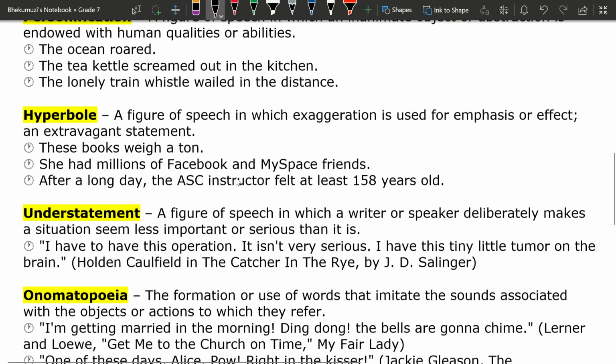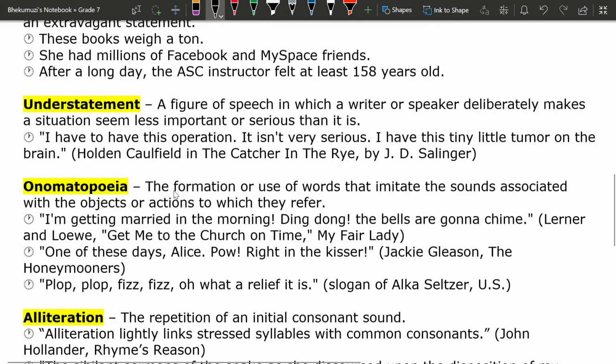the hyperbole, a figure of speech in which exaggeration is used for emphasis or effect, right? So for emphasis or effect, it's almost an exaggeration. So for instance, maybe you're carrying two books. Someone says these books weigh a ton. Like really, they can't weigh a ton, right? It's an exaggeration.